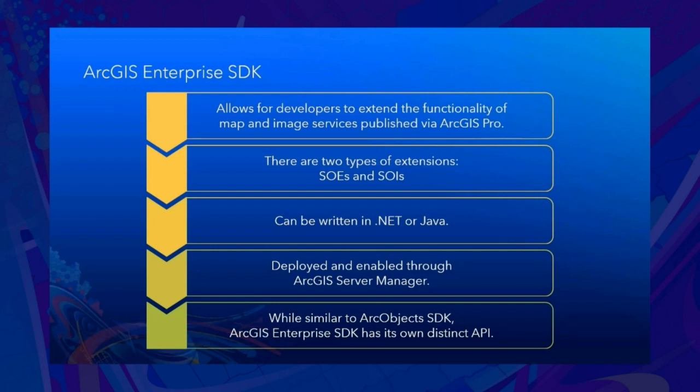The Enterprise SDK is designed to be complementary to the ArcObjects SDK, the SDK used to extend the functionality of map and image services published through ArcMap. The ArcGIS Enterprise and ArcObjects SDKs can even coexist on one machine. But it should be noted that while these two SDKs are very similar, the ArcObjects SDK and the Enterprise SDK have very distinct and different APIs. They cannot be used interchangeably with one another.